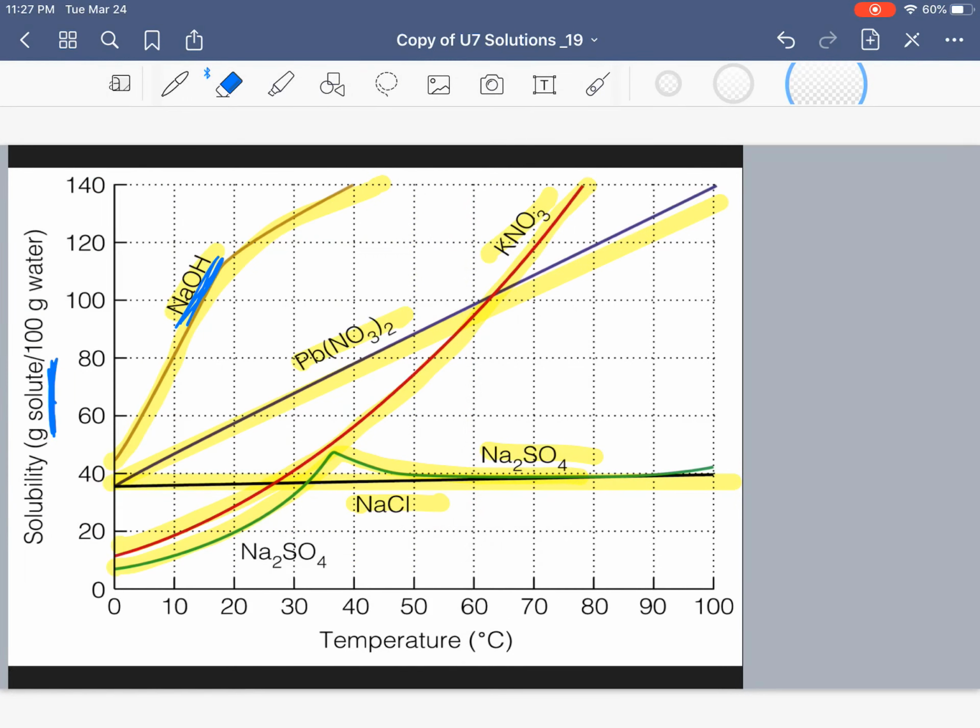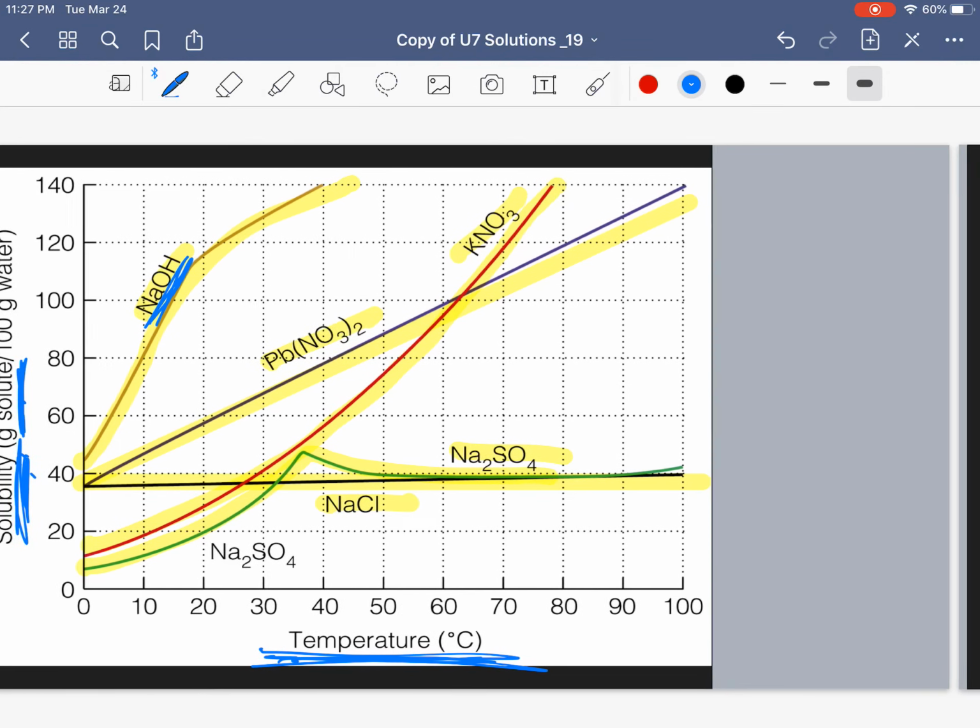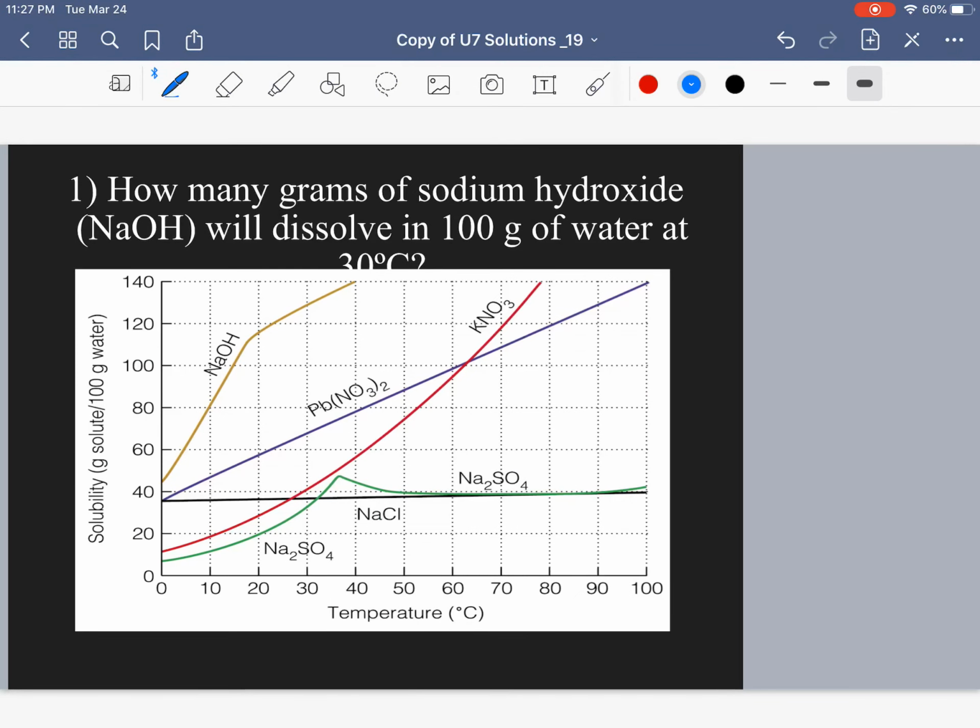Let me erase what I did right there. All right, and then down here at the bottom, we're going to talk about temperature. So as we know, solubility increases as temperature increases. Typically, you'll see some right here that are not very strongly affected by temperature. But for the most part, you see these upward trends, whereas your solubility is going to increase as temperature also increases. So let's look at some problems with this.